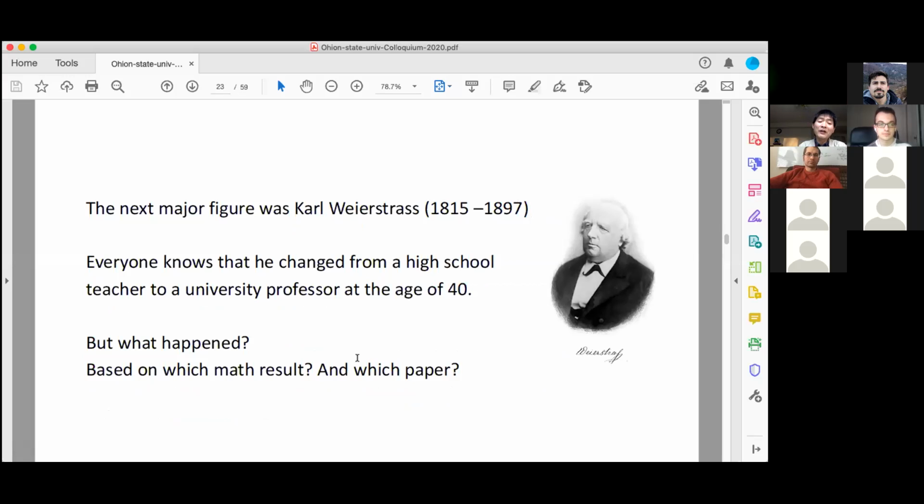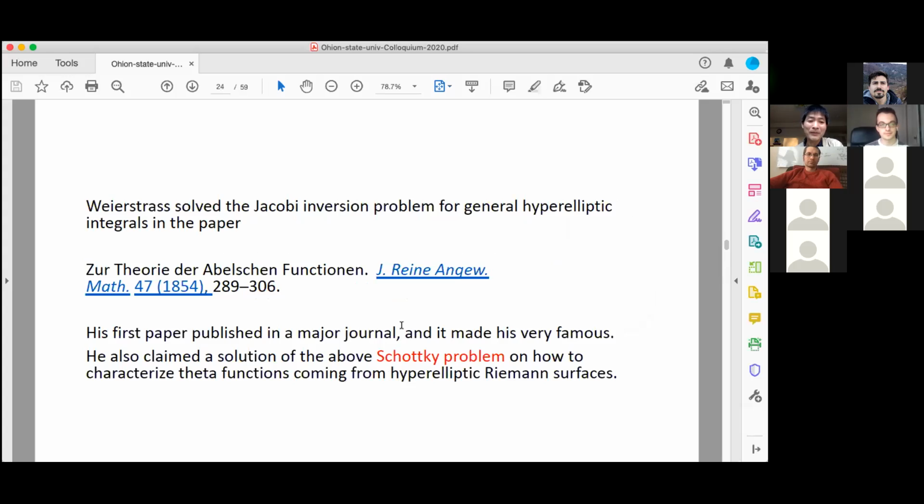Weierstrass. We all know Weierstrass, right? When I was a student, I heard about this. Weierstrass moved from a high school teacher to a university professor at the age of 40. Have you ever wondered what happened, and what did he do? Based on which paper, which result, did he change from high school teacher to a professor in Berlin? That's a huge jump. How many of you know the answer? Well, it's difficult to see you guys. And which paper? It must be an important paper.